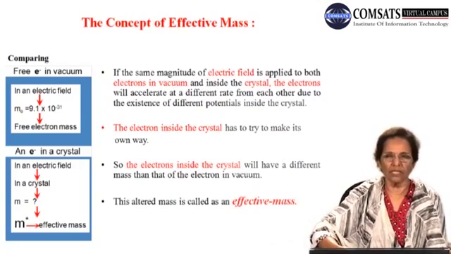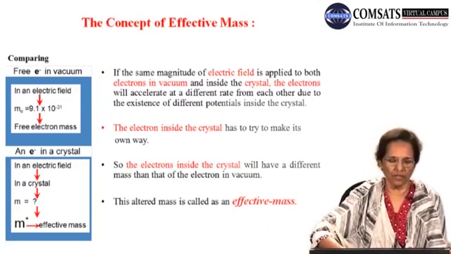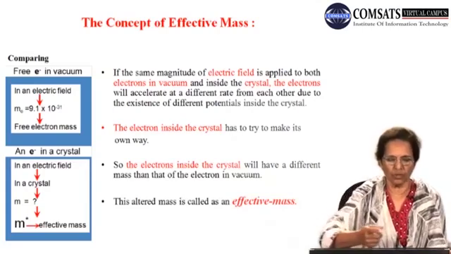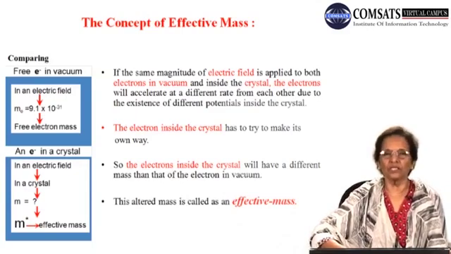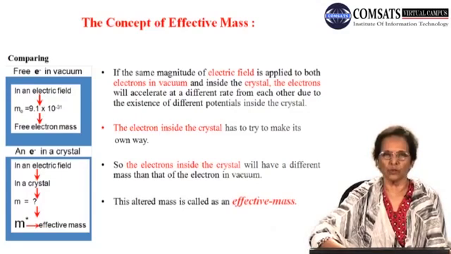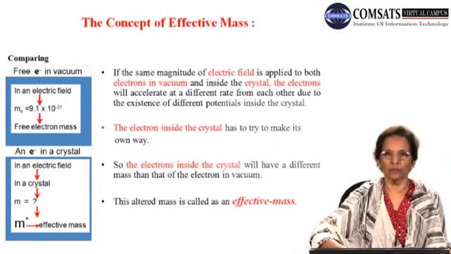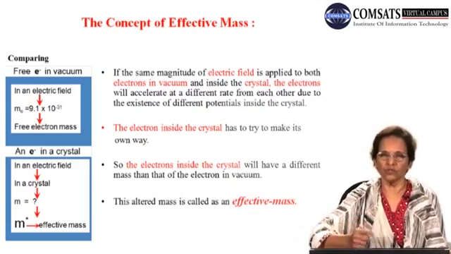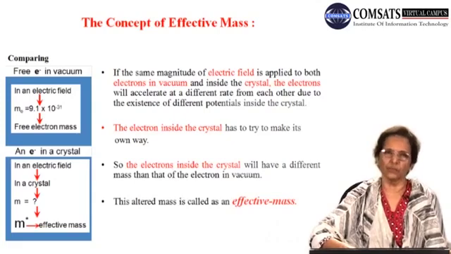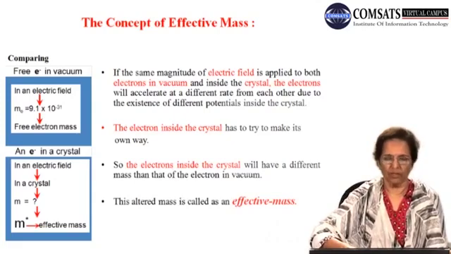vacuum, whose mass is given as 9.1 into 10 to the power minus 31 kg. I'm sorry, I forgot to write kg with this figure. This is the free electron mass. When I say free electron mass, I mean the mass of the electron when it is moving in vacuum. And then at the bottom of the box you see the electrons which are moving in a real crystal, my crystal being the silicon crystal.